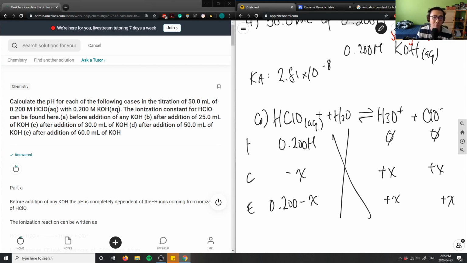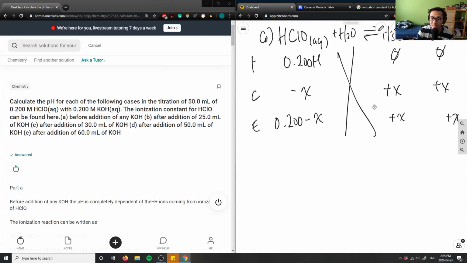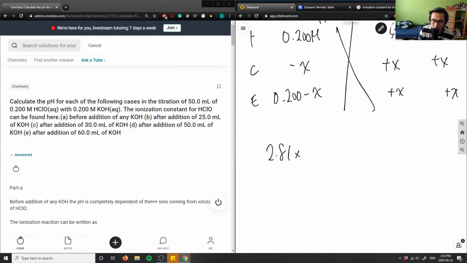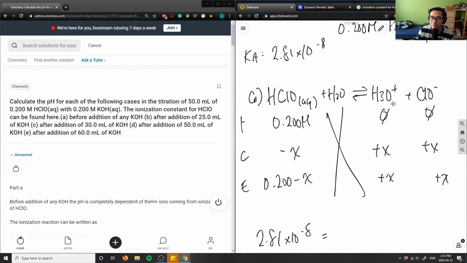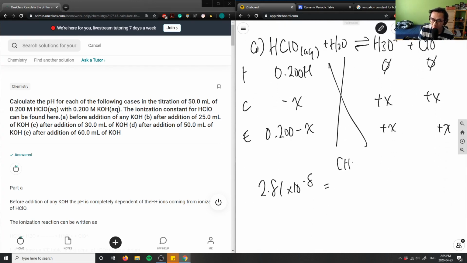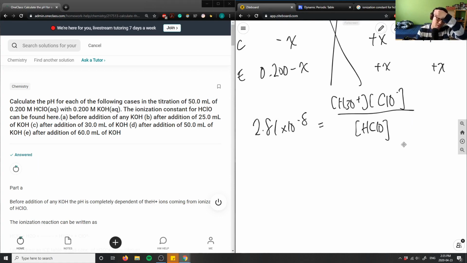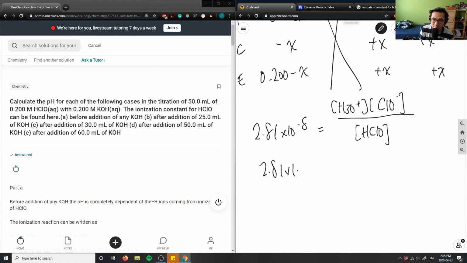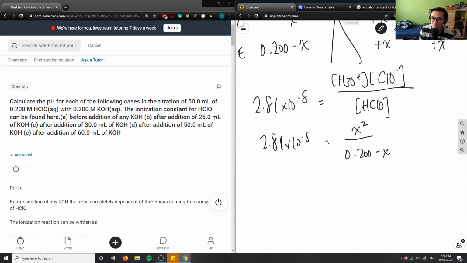So what I can do now is write my equilibrium expression, and I can say that it's going to be equal to 2.81 times 10 to the negative 8, which will equal basically my products over my reactants, right? So in this case, it would be the concentration of H3O plus times the concentration of ClO minus over the concentration of hypochlorous acid, right? And again, water doesn't play a part in my concentrations here. I can fill this out: 2.81 times 10 to the negative 8 equals X times X, so I have X squared at the top. HClO is 0.200 minus X. I'm going to use the assumption method that this X is going to be super, super small to avoid using the quadratic formula. So I can simply cross this out. I'm going to multiply both sides by 0.200.